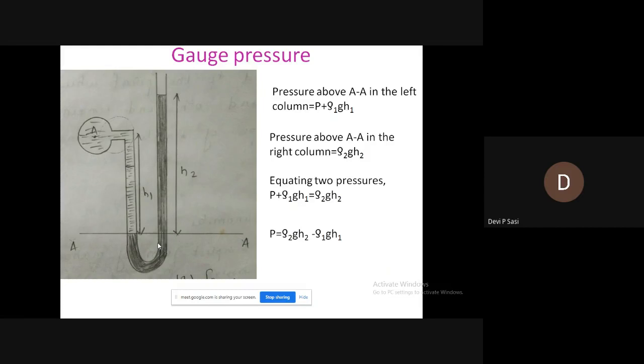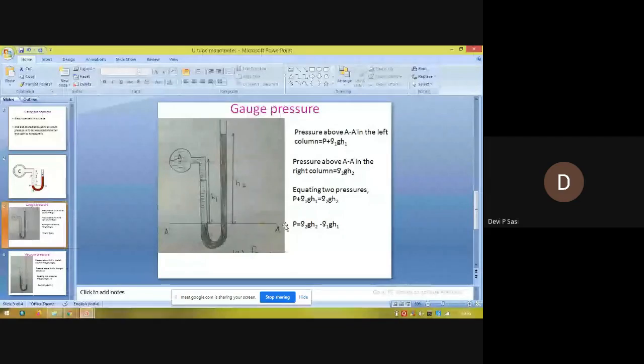I said it consists of two fluids. The dotted region represents a lighter fluid and the shaded region represents a heavier fluid. Now, H1 is the height of the lighter liquid above the datum line. You can see this AA is the datum line, and H1 means the height of the lighter liquid above the datum line.